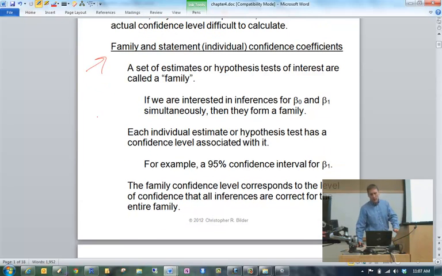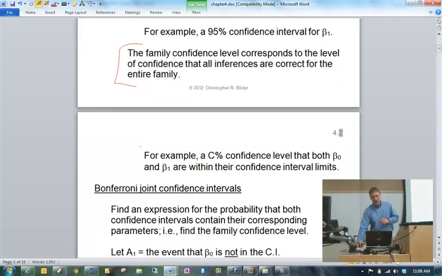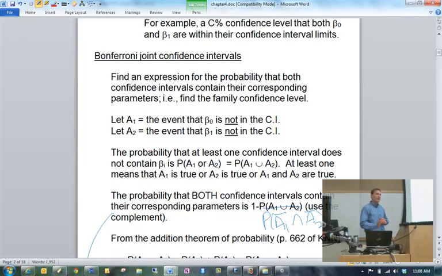Now, so far, what we've been primarily focusing on is just the individual confidence level. So I have a 95% confidence interval here, and a 95% confidence interval here. The family confidence level is the confidence level that all the intervals contain their corresponding parameters. That's what we're going to be interested in trying to control at a specified level. There's a variety of ways to do this. We're going to focus on just one way in this class, called a Bonferroni adjustment or correction, so that you do control the family-wise confidence level.